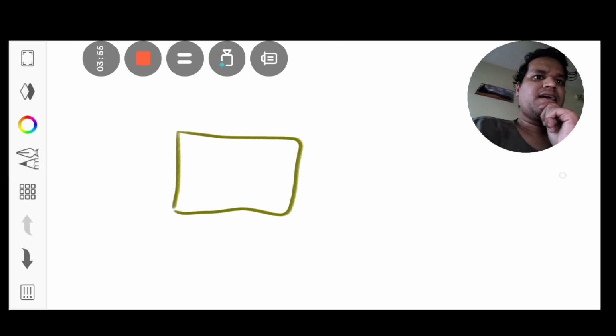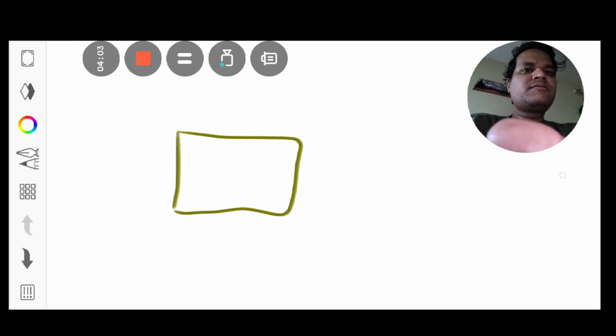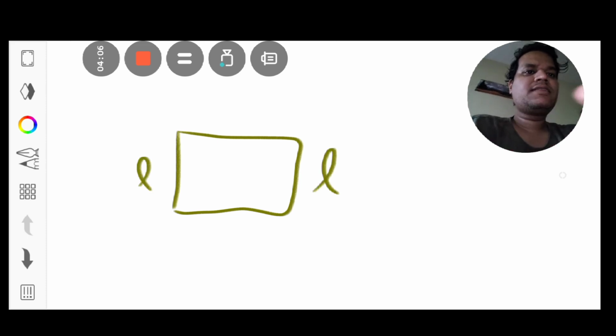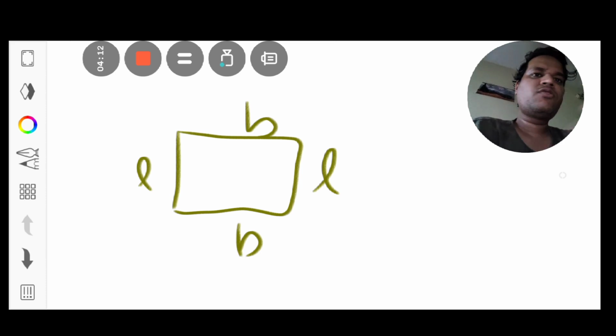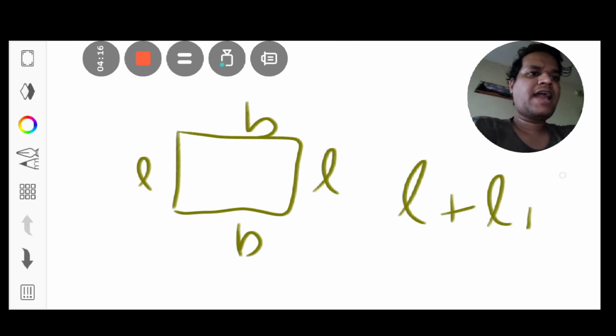You want to know the perimeter. Perimeter is basically the length of the shape. So if you have length here, breadth here, breadth here, if you add all of them, that is the perimeter, and that's true for all the shapes. So it's very simple. You get the definition and you add them, and you get the answer.